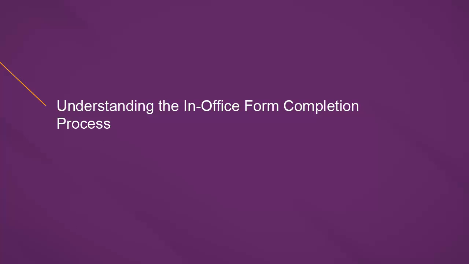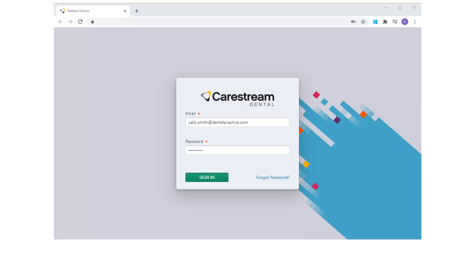Understanding the in-office form completion process. The in-office form completion process is followed when patients complete digital forms using a laptop or tablet device you provide when they arrive at your office. For example, patients can acknowledge that they have read the HIPAA privacy form, or they can fill out a registration form. This process is initiated by your staff accessing patient forms through your secure link and login credentials.